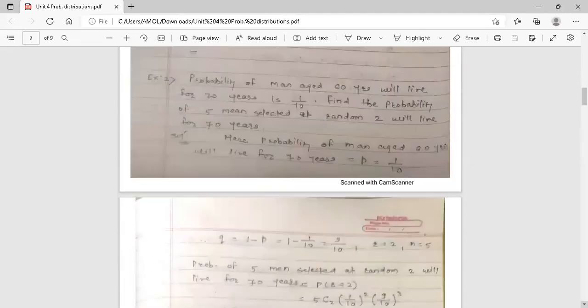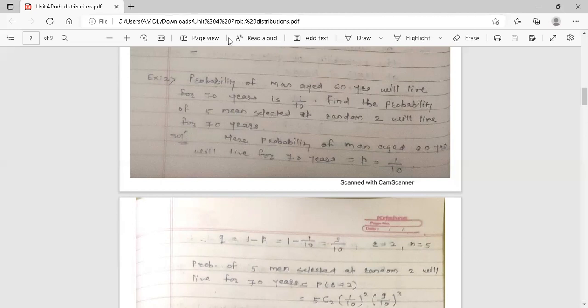Now the next example is: the probability that a man aged 60 years will live for 70 years is 1 by 10. Find the probability that of 5 men selected at random, 2 will live for 70 years.